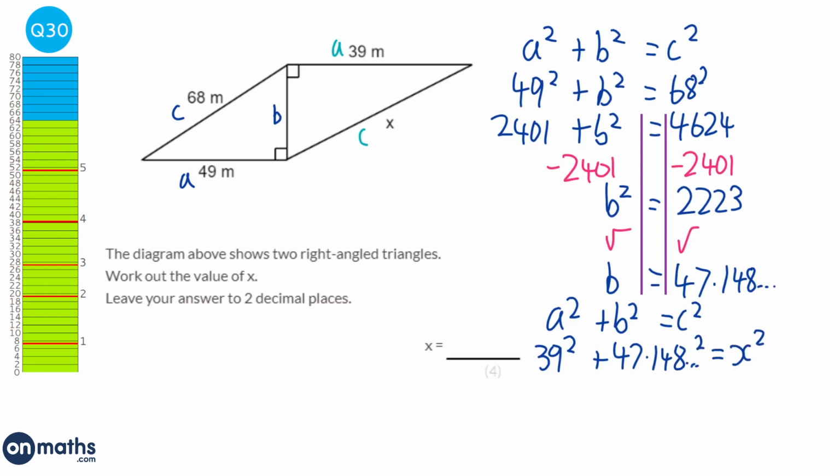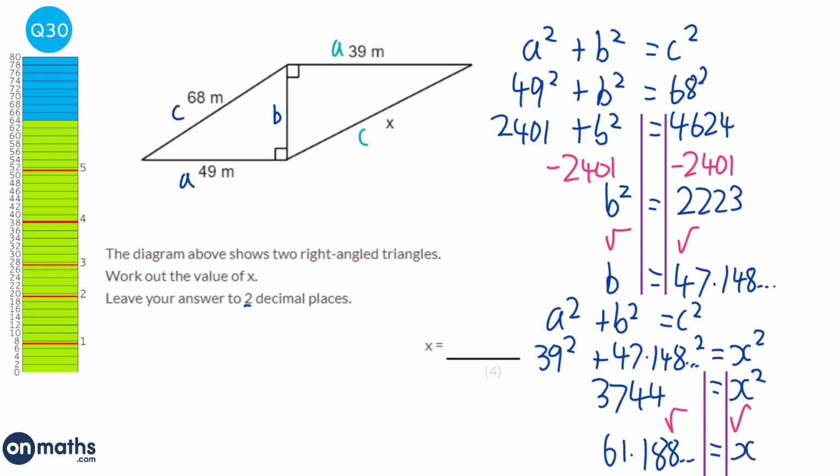Okay, so we need to square that. So we do 39 squared plus 47.148 squared, and that will be 3,744 equal to x squared, and we just get our lines in because we need to square root both sides, and we get 61.188 blah blah blah is equal to x. It says it wants its 2 decimal places, so that would be 61.19.